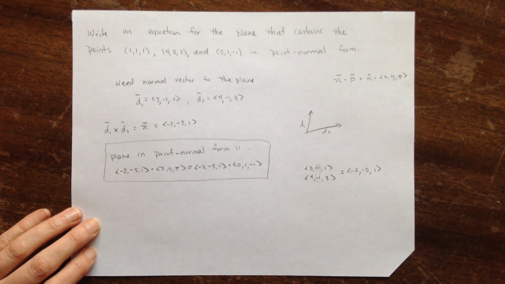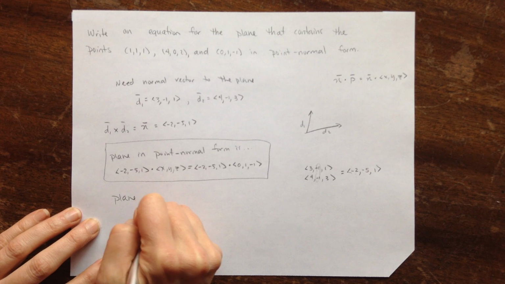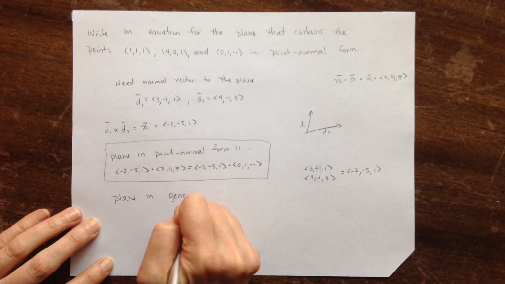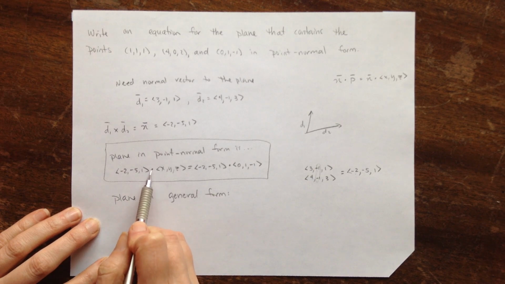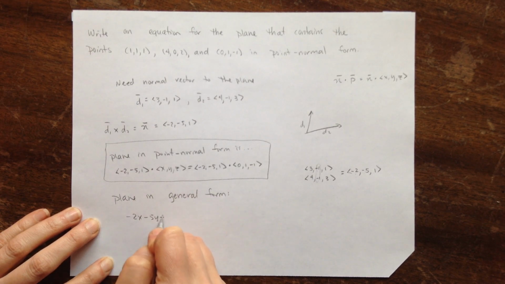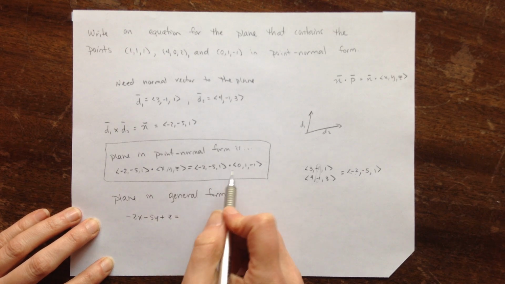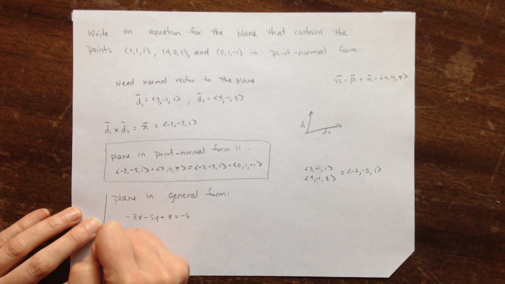It's beautiful. And then of course from there you can get the plane in general form by just computing this dot product and this dot product. So you'd have negative 2x minus 5y plus z is equal to negative 5 minus 1 is negative 6.